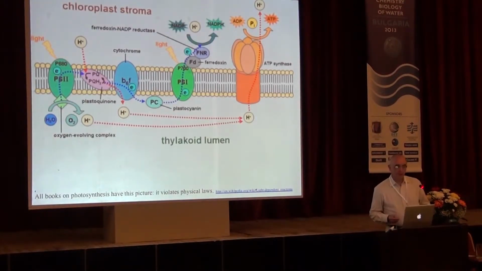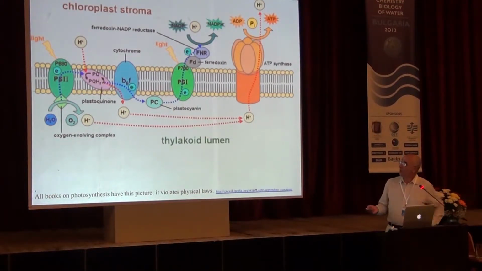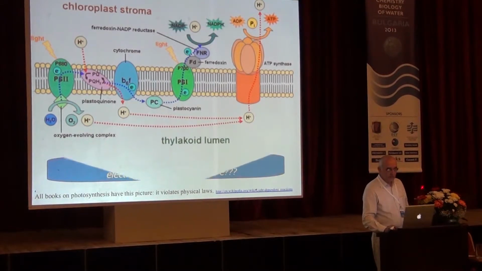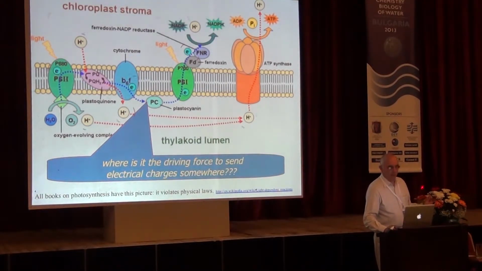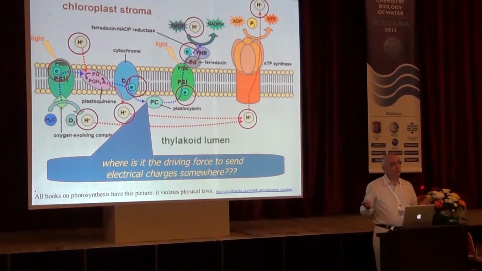Most of the books on photosynthesis show this picture where we have the sun coming here, and photosystem 2, photosystem 1, and we have charges always going somewhere, like here, negative charge, positive charge, etc.